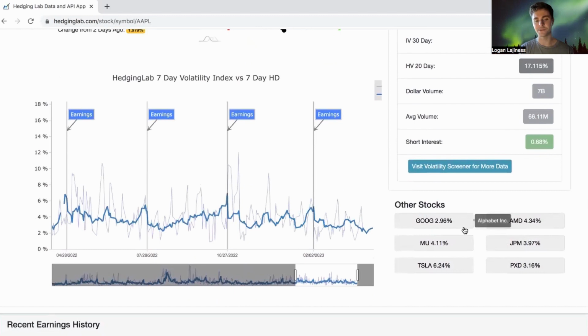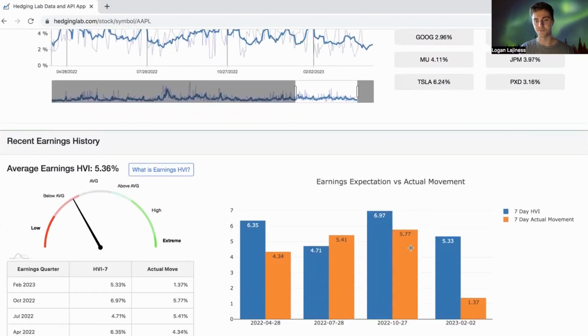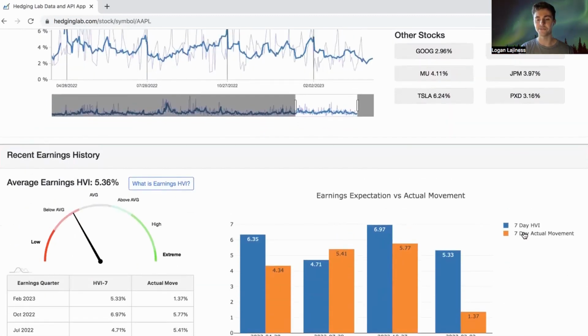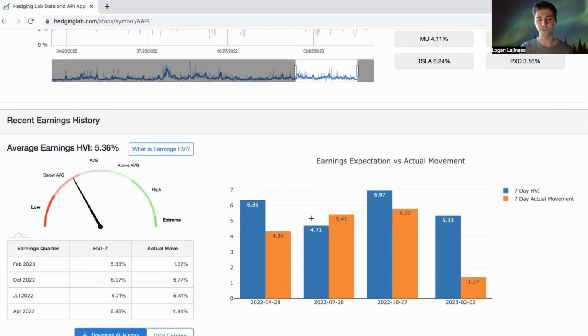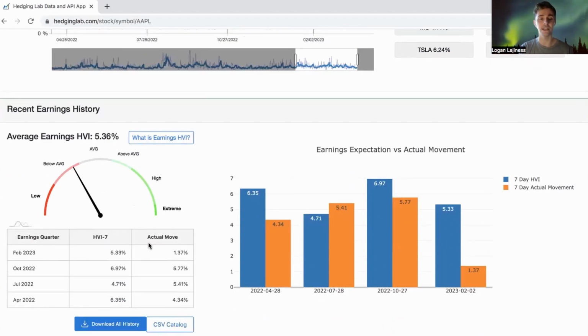And you can take a look at some of the other stocks, right? Here's a nice bar graph on the actual movement versus what Hedging Lab had priced in. And honestly, they had a lot that were very accurate, right? Except over here, the most recent one wasn't, but that's just how it goes when you have data, right? But overall, these last few had been pretty accurate to the move.